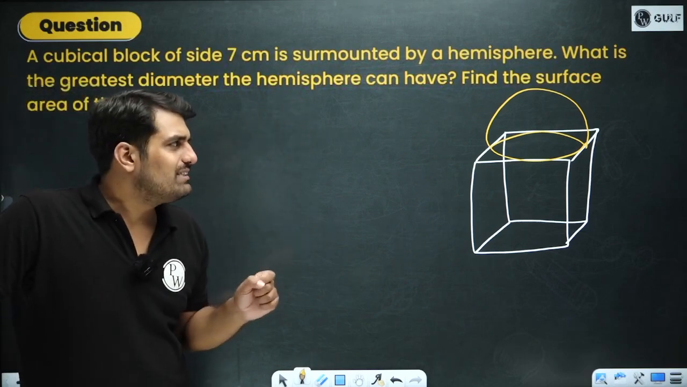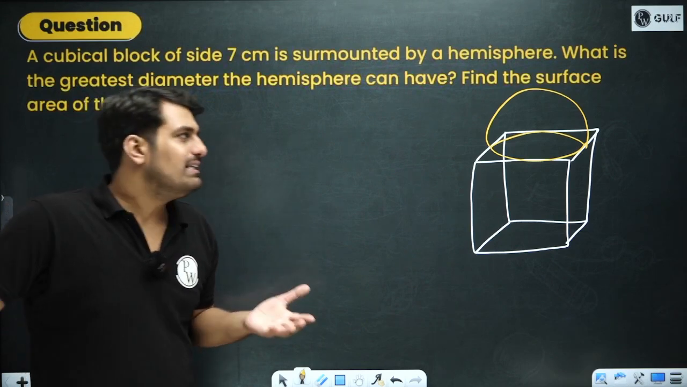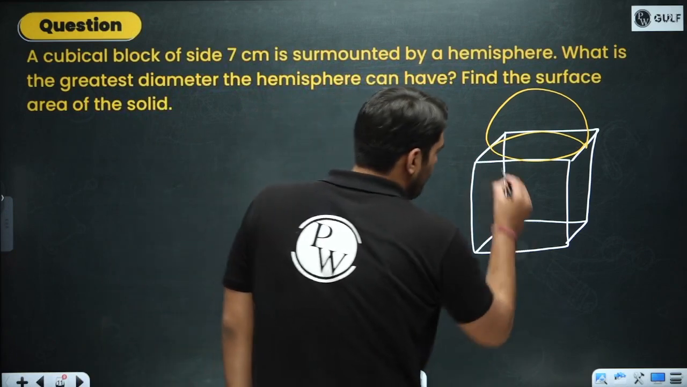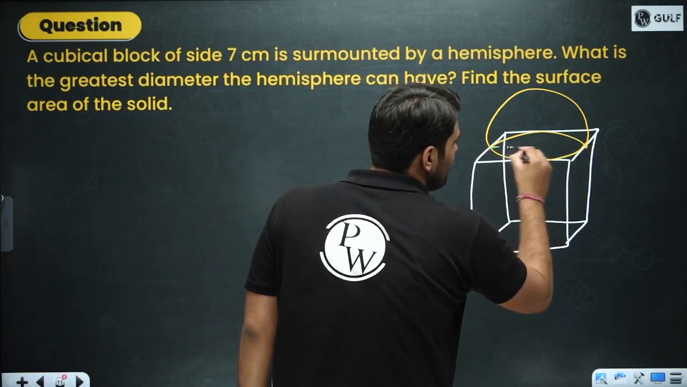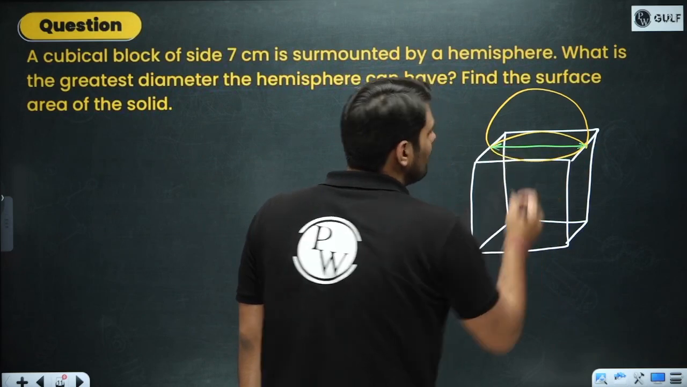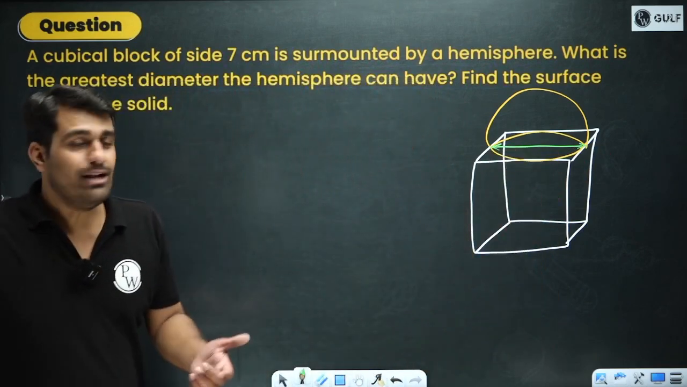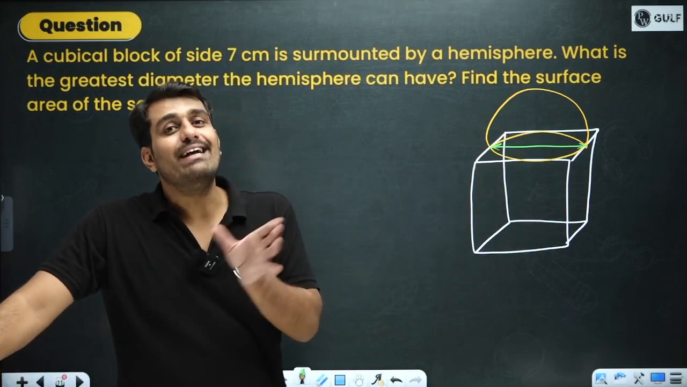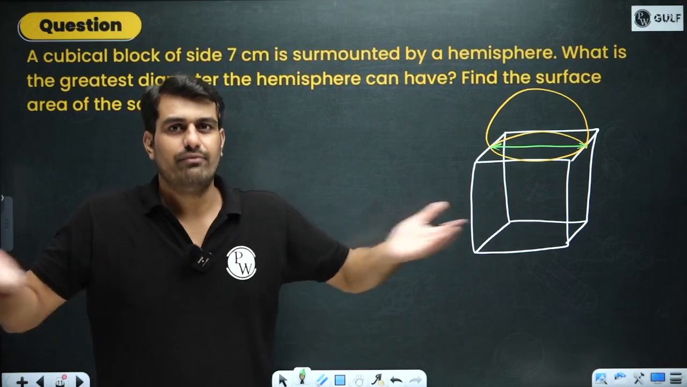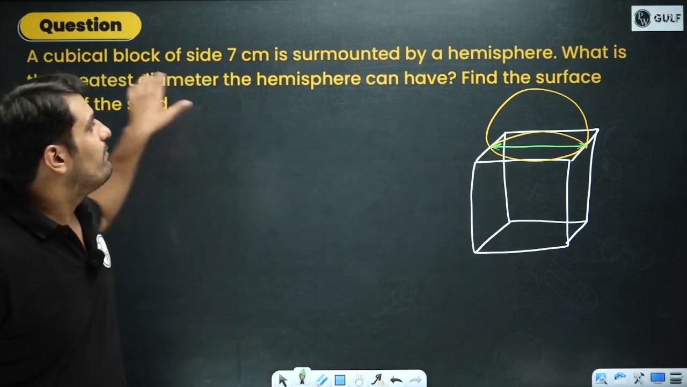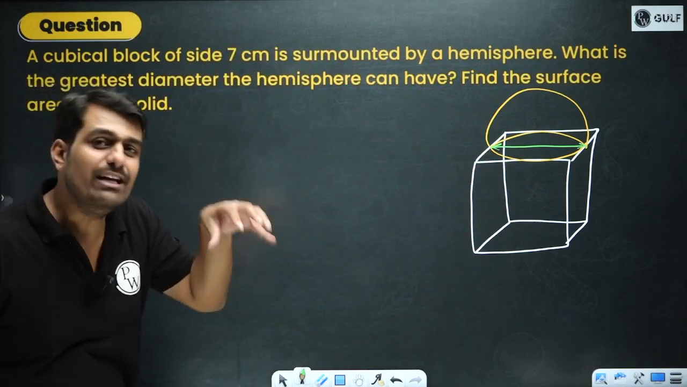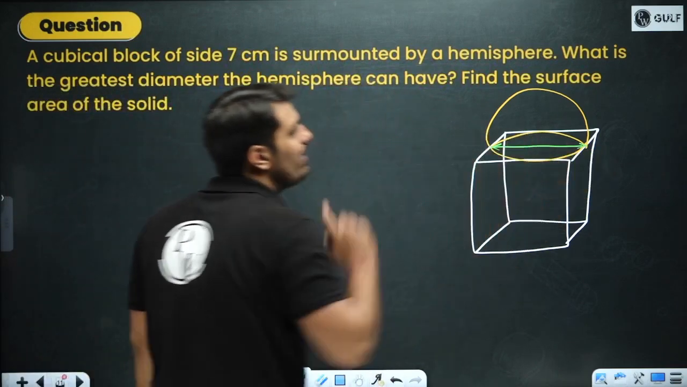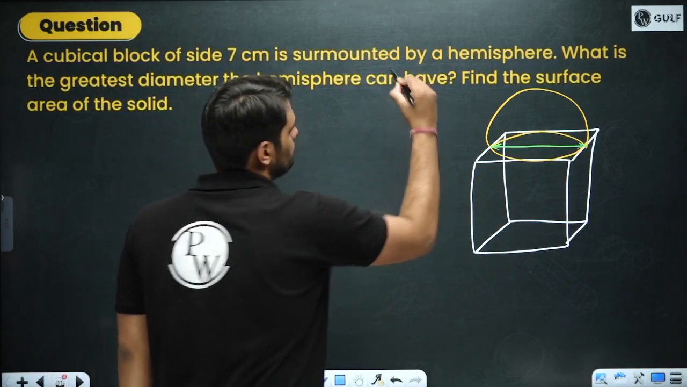The greatest hemisphere we can have is the one which has its diameter equal to the side length. From this point to this point, this will be the diameter, and this should be exactly equal to the side length of the cube. Agree on this part? If it is exactly equal to the side length of the cube, then that is the greatest hemisphere which we can surmount. Otherwise, it will be further big, and that is not what we are talking about. We are surmounting a hemisphere which will exactly fit on that particular cube. So the side of the cube is equal to the diameter of the hemisphere. So this much part will be done.